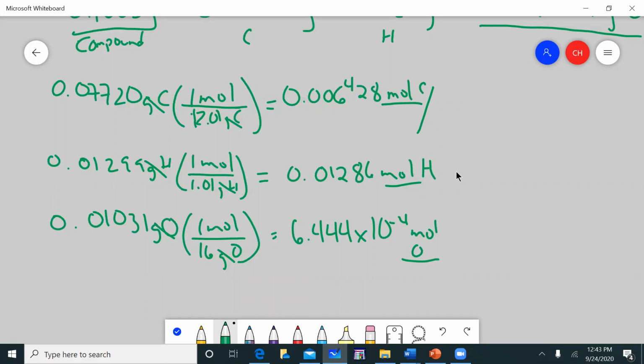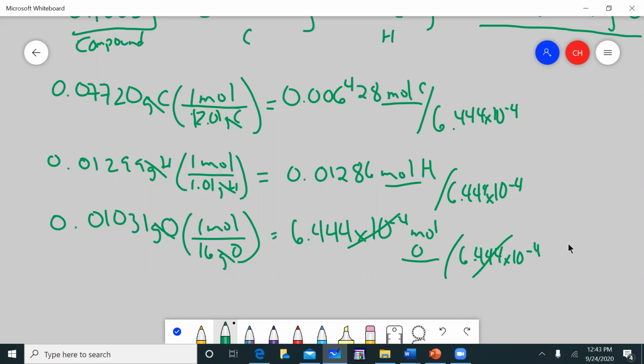So we're going to divide each one of these by the 6.44 times 10 to the negative 4. So many 4s. Anything divided by itself is 1. So I have 1 mole of oxygen. When I take this 0.01286 and divide it by the 6.44 times 10 to the negative 4th, I should get a value of 20. And then when I take the 0.006428 and divide it by the 6.44 times 10 to the negative 4, I get a value of 10.